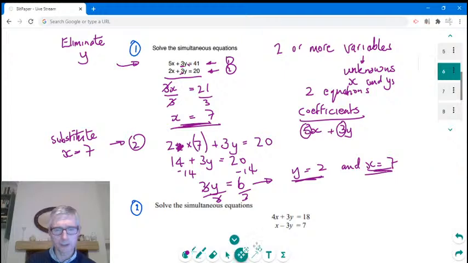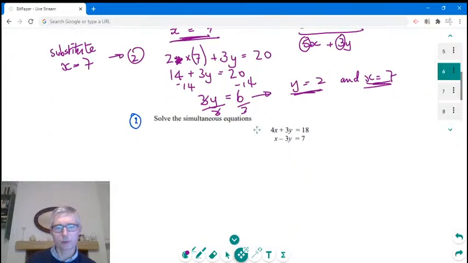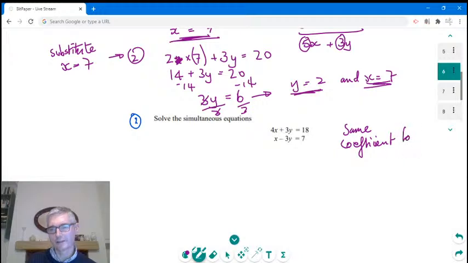I'm looking at another example next, and this one looks very similar to begin with. We've got the same coefficient for y, which is 3. But we can see the signs are different. We've got a plus 3y and a minus 3y. So we've got different signs, and that's quite important.